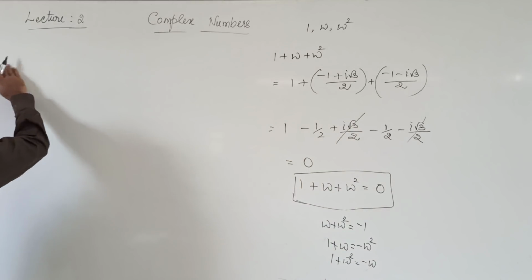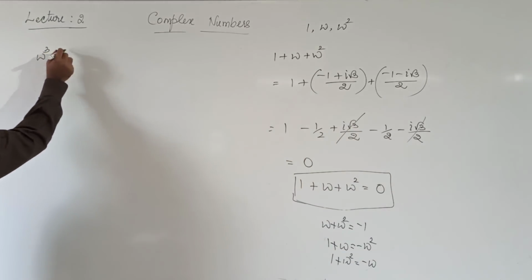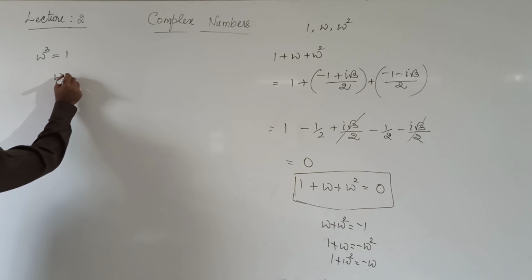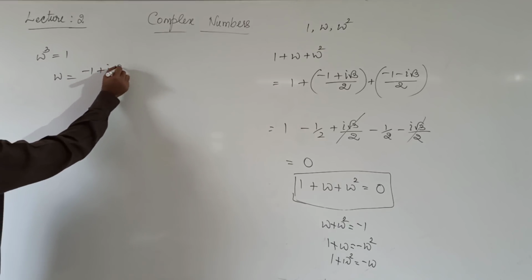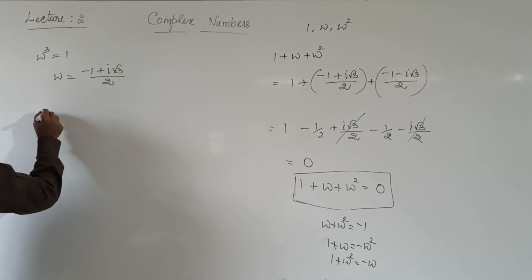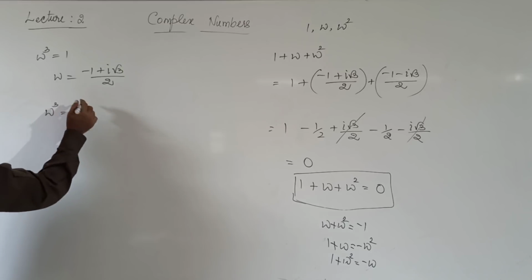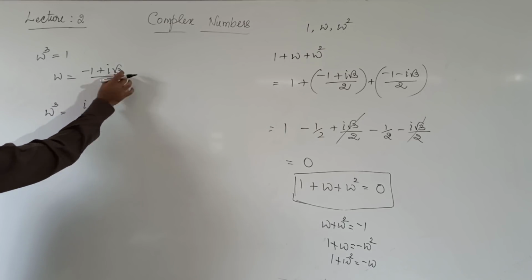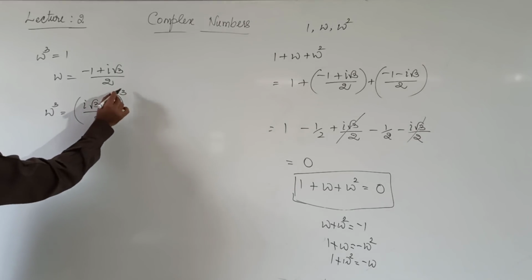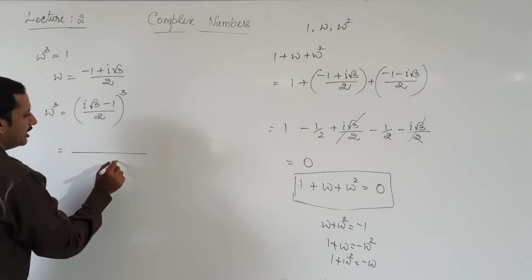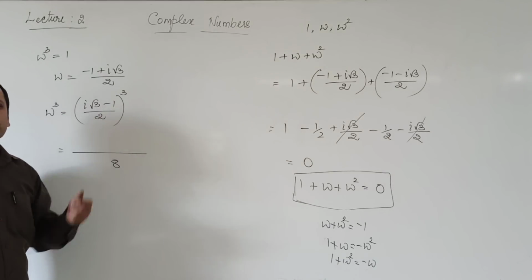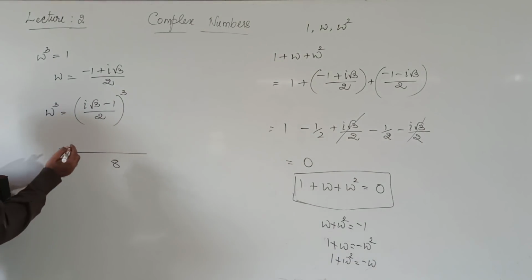Omega cube is equal to 1. So this also you should remember. How it is true, let me explain. As you know, omega is equal to minus 1 plus i root 3 by 2. Now I want omega cube. That is, I can write this as minus 1 plus i root 3 by 2, whole cube. That's equal to, in the denominator, 2 cube is 8. In the numerator, I am using the a minus b whole cube formula.